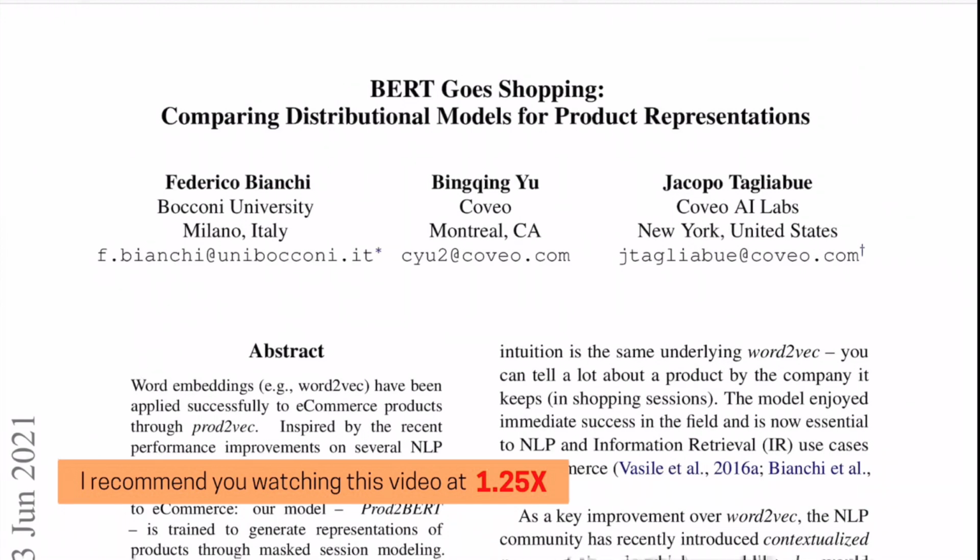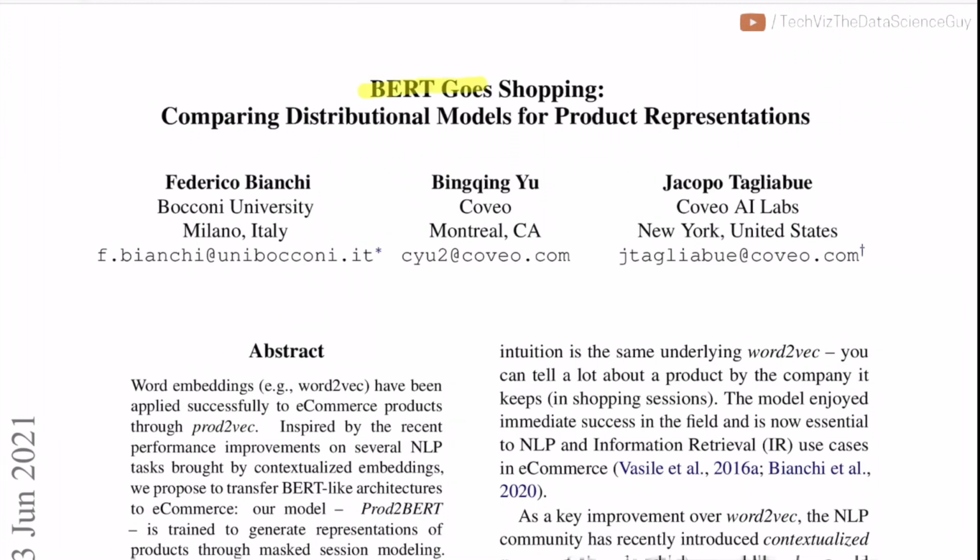So today in this video we'll be going through this very interesting paper which is titled BERT Goes Shopping, Comparing Distributional Models for Product Representations. And this is from researchers from Bocconi University and Coveo AI Labs.